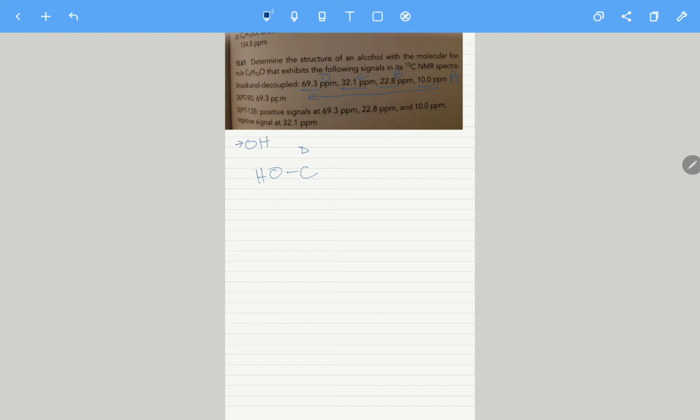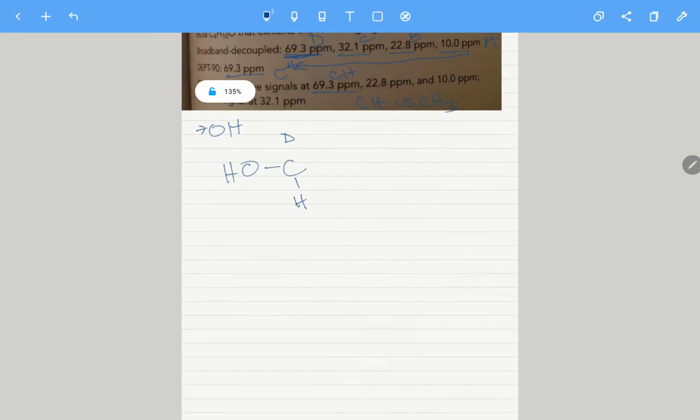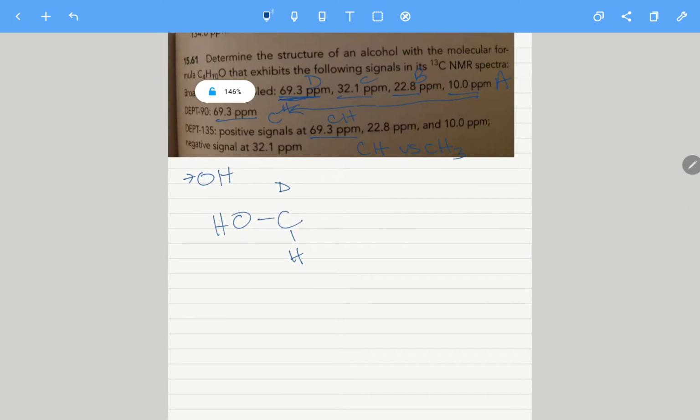It says on the DEPT 90 that DEPT 90 shows CHs. So that means that D has to be a CH. That means there's two other things attached. We don't quite know what they are yet. We already know that on 135 we see CHs versus CH3s because the one at 69 is already a CH. We already made that assumption that it's a CH because of the DEPT 90.